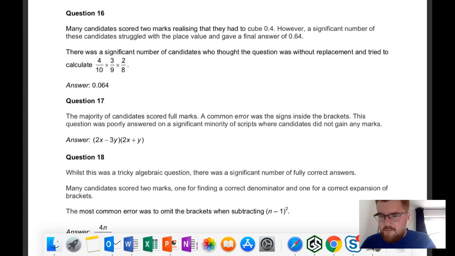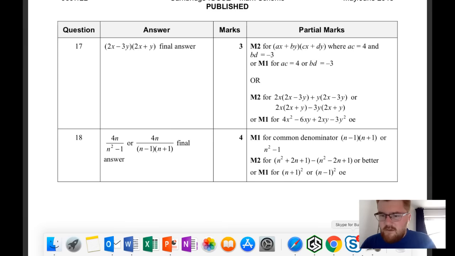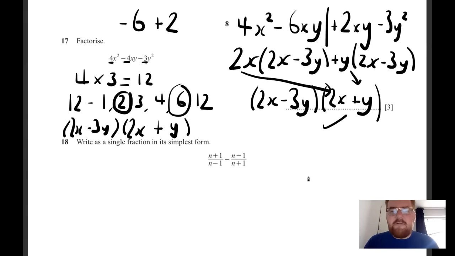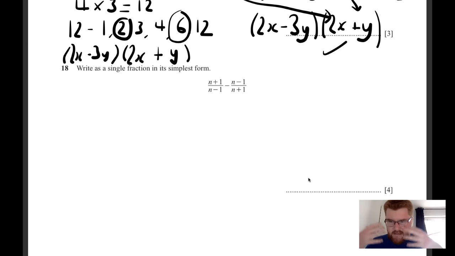Right, on to our last question, which actually isn't that difficult. It's just keeping focused and knowing what to do for your marks. So, write as a single fraction in its simplest form, (n plus 1) over (n minus 1) minus (n minus 1) over (n plus 1).